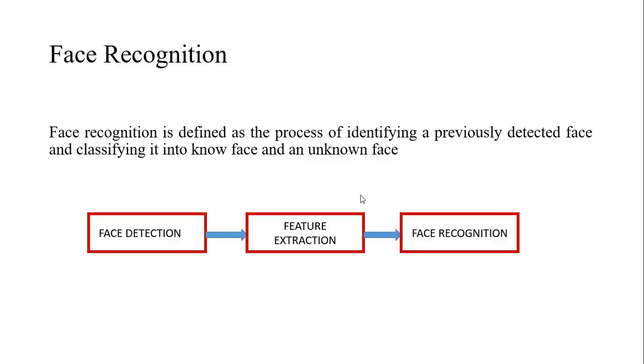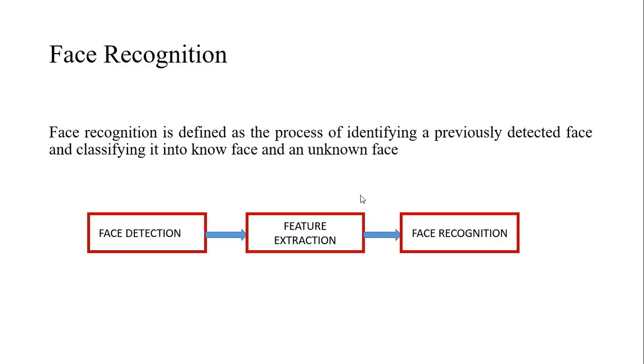Face recognition. This is one area that generally people confuse face detection with. Now, what exactly is face recognition? Face recognition can be defined as the process of identifying a previously detected face and classifying it into either a known face or an unknown face. Like the diagram clearly shows, there are three stages before a face can be identified. Now, assuming that there's a face in the image, that's the assumption we make.